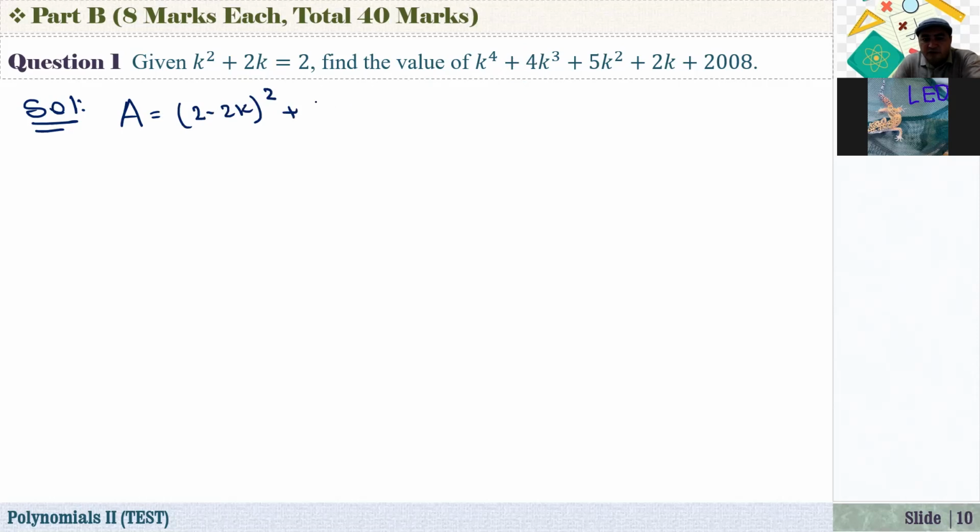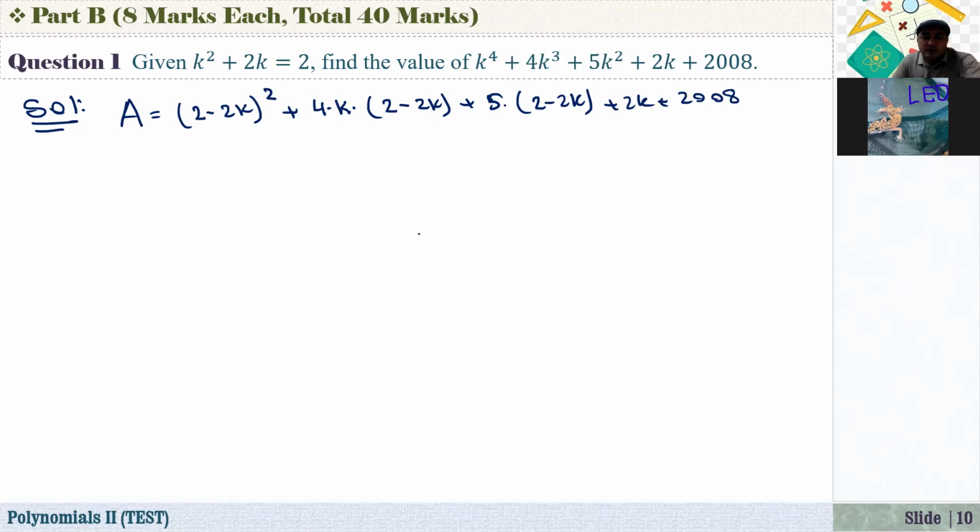Plus 4k cubed, we can write it as 4 times k times k squared. K squared is equal to 2 minus 2k, so times 2 minus 2k. And plus 5 times, what is k squared? It is 2 minus 2k. And here we have 2k plus 2008.